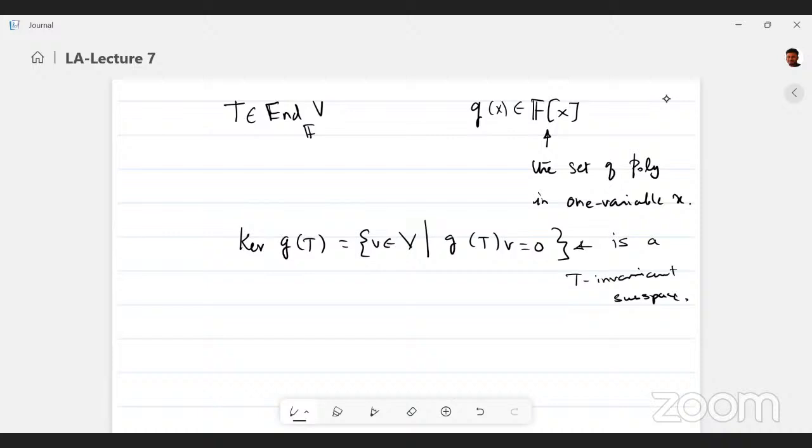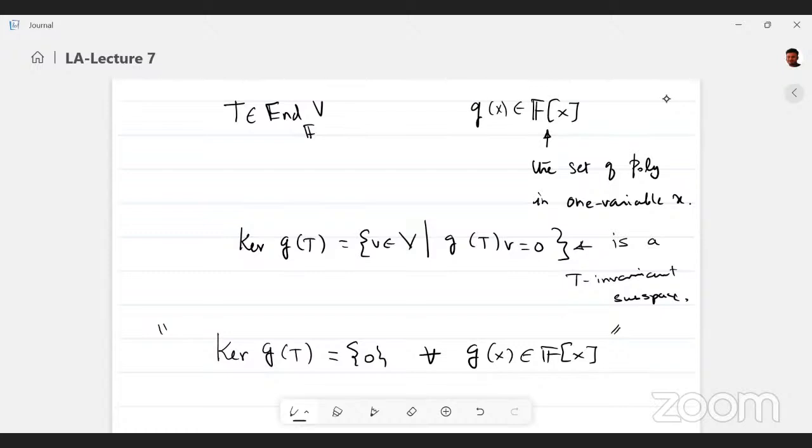So what I'm trying to ask, this kernel of g of T, it could be zero or it could be non-zero, for all g. So I'm saying this cannot be non-zero for all g of x in F of x. So this statement is not true. That's what I'm saying. So I'm asking whether you can prove this.